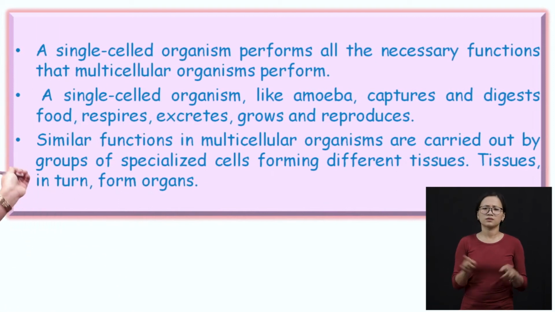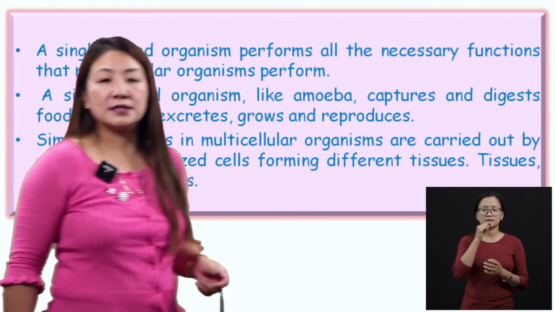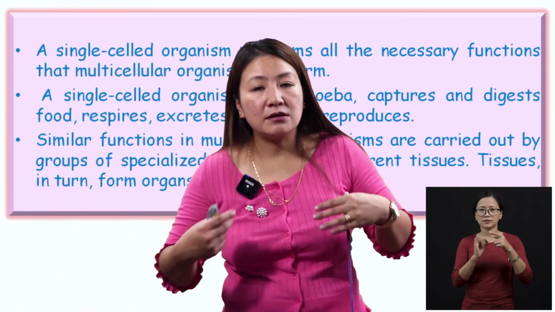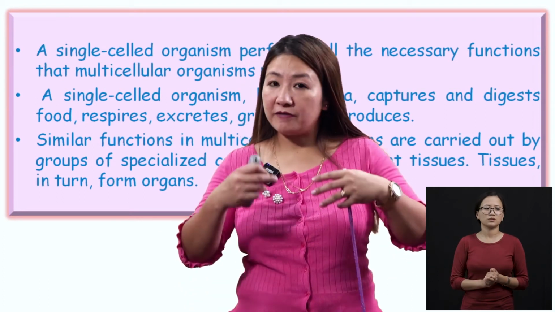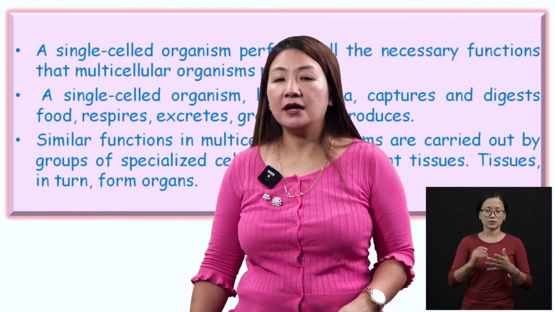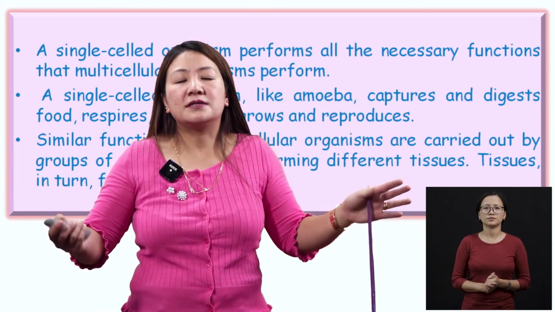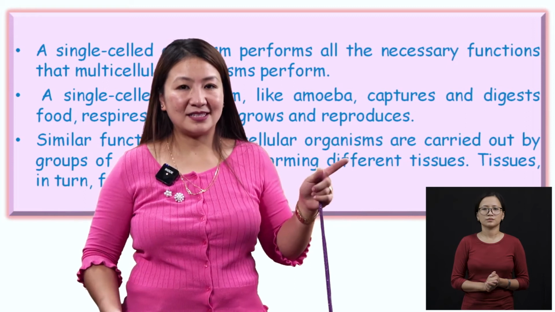Similar functions in multicellular organisms are carried out by a group of specialized cells performing different tissues. Tissues in turn form organs. Like I said, in multicellular organisms like us and animals, we have specific organs. Yes or no? Different organs for different functions, okay? Whereas unicellular, they have only one cell but do all these functions just by a single cell.